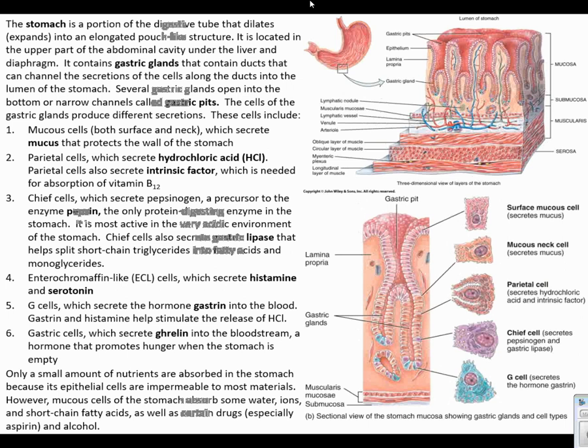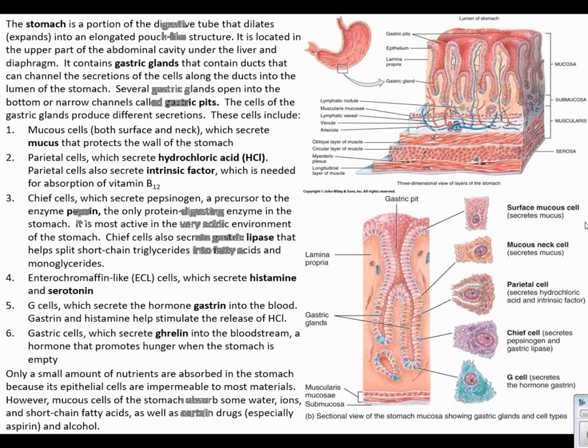Parietal cells also secrete intrinsic factor, which is a chemical needed for the absorption of vitamin B12. We have chief cells that secrete 2 enzymes, pepsin and gastric lipase. Now, pepsin is not directly released by those chief cells. What is released is pepsinogen, a precursor to pepsin. So our first enzyme that digests proteins is pepsin. Pepsin is an old school named enzyme. It doesn't end in ase like what we see with the amylase and lipase, but it is an enzyme.